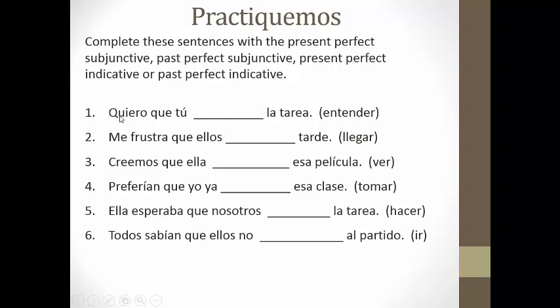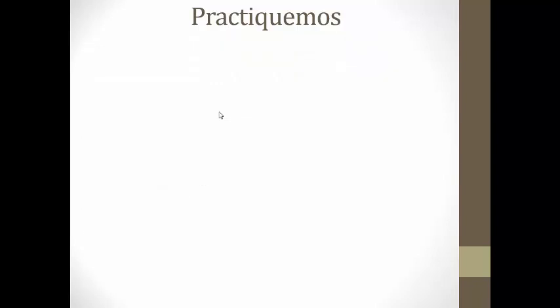Okay, so number 1, I want that you have understood the homework. Okay, so is there a change in subject? Yes. Is I want weird? Yes. Okay, so you need present perfect subjunctive here. You should have hayas entendido. All right, please pause me and complete numbers 2 through 6.